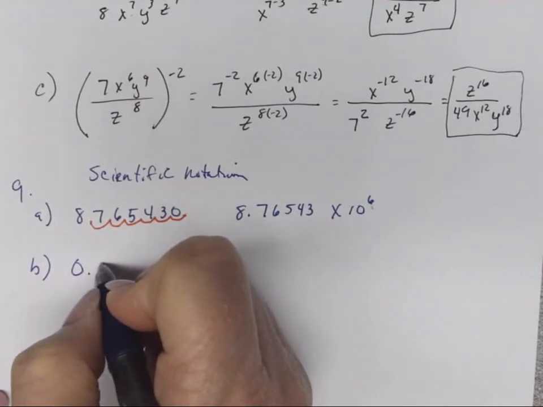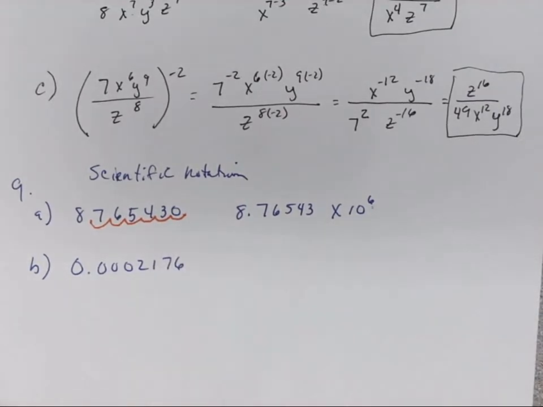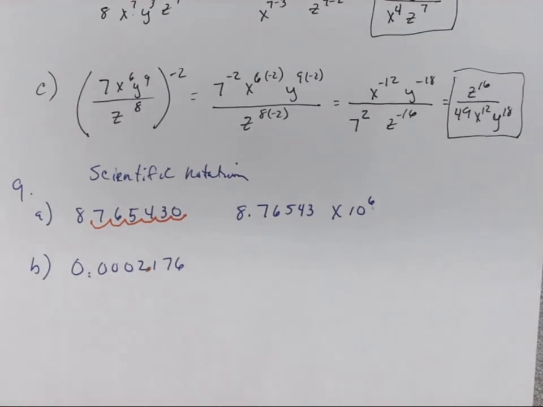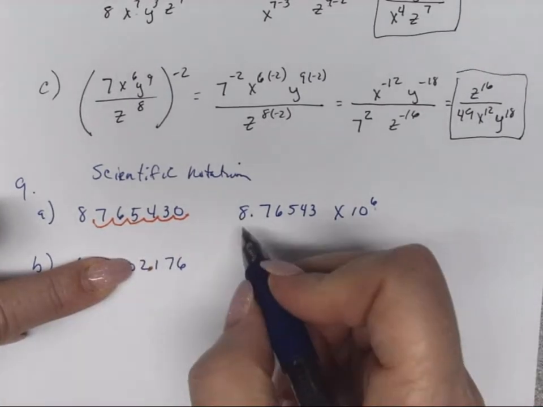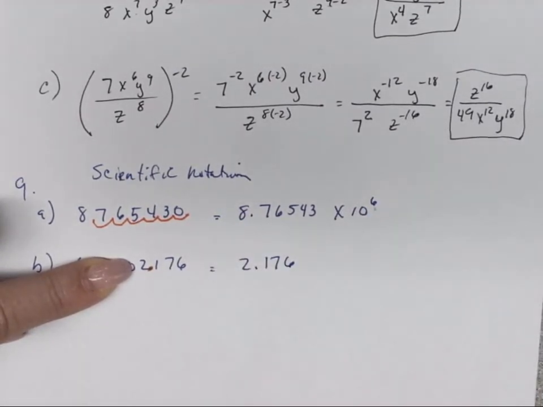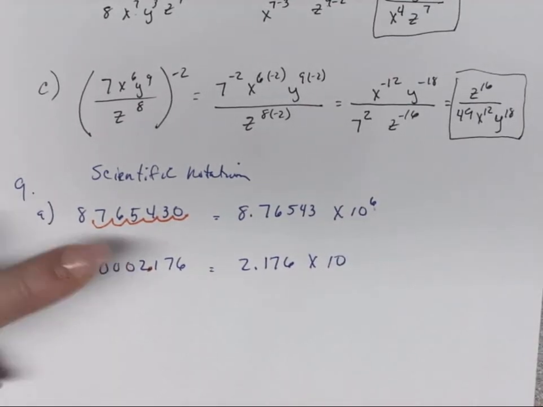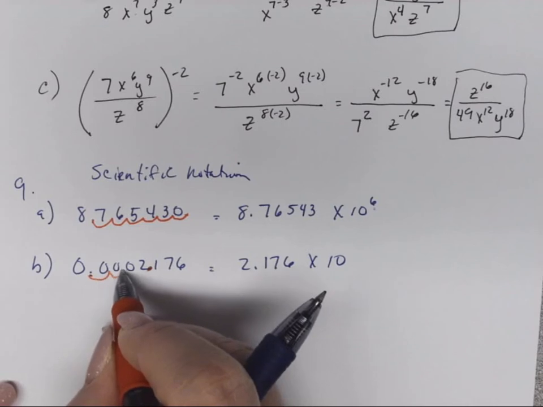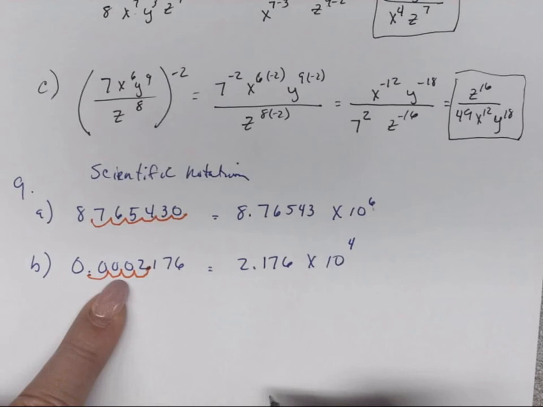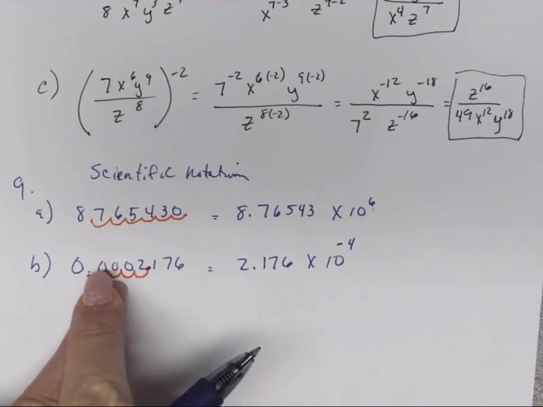Our other number is 0.0002176. And again, I need to get my decimal place right there, and it's starting from there. So I know that the first part will be 2.176 times 10, and I've got to figure out how many places. I'm moving 1, 2, 3, 4 places, but because this was a really small number, I put a negative there so that it's understood that this was a small number.